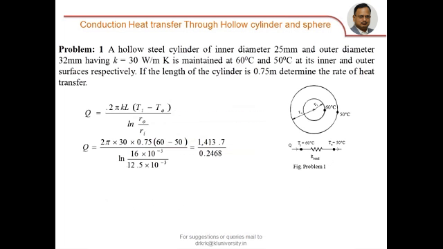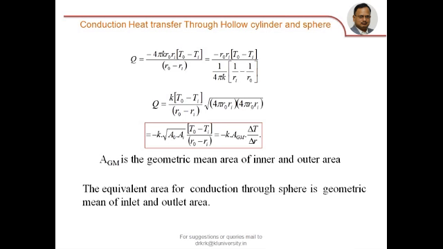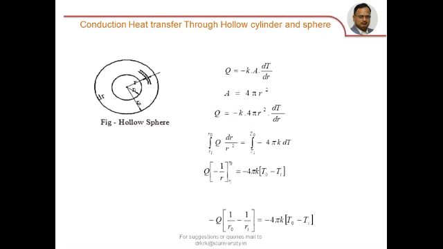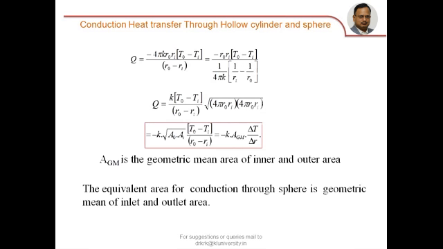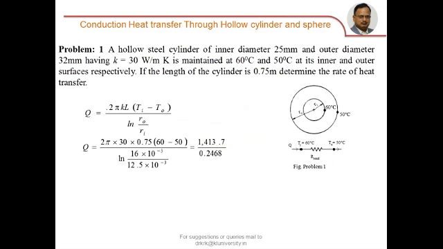So we can conclude that in case of a slab it is arithmetic mean, in case of a cylinder it is logarithmic mean, and in case of a sphere it is geometric mean. The students are advised to remember these three equations carefully. Now let us have a look at a few problems related to the application of heat transfer through a hollow cylinder and sphere.